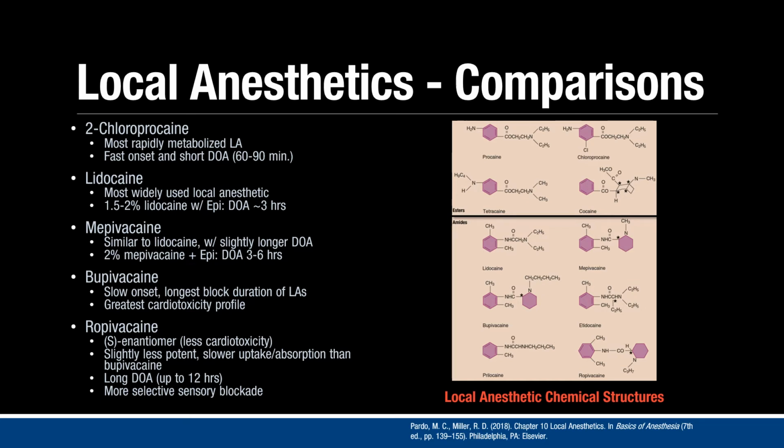Bupivacaine and ropivacaine are your long-acting, highly potent local anesthetics. So bupivacaine is slow onset, with the longest block duration of all the ones that we have available, but it also has the greatest cardiotoxicity profile, which is why ropivacaine is actually becoming more favored. It's an S enantiomer instead of a racemic mixture, so it has less cardiotoxicity than bupivacaine, slightly less potent and slower uptake, but it has a long duration of action up to 12 hours.